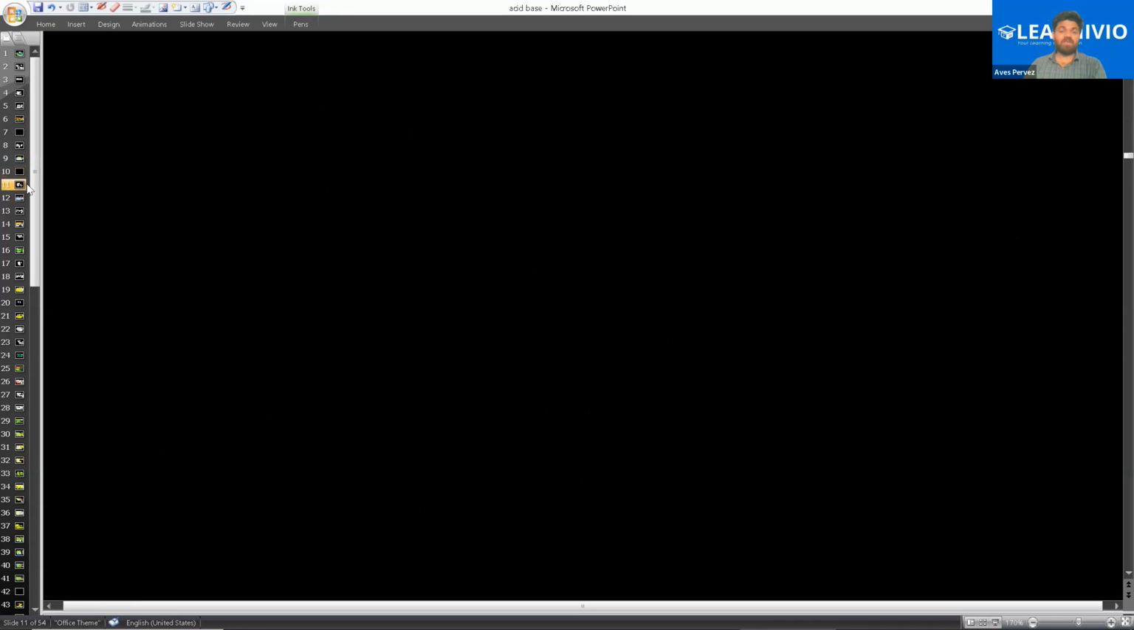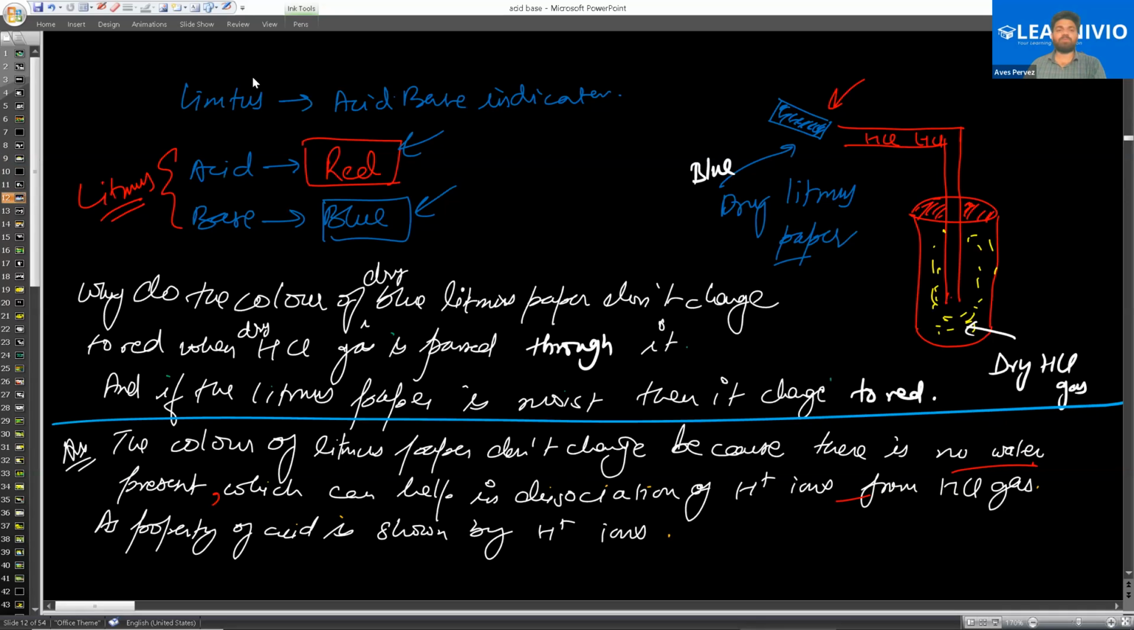So if a question comes in the examination that, for example, you have a dry litmus paper and dry HCl gas, and you pass HCl gas to dry litmus paper, then if it is blue litmus paper, it should change its color to red, because when acid comes in contact with blue litmus paper, it should change it to red. But here no change in color is observed. Why? Can you tell me why it is so?